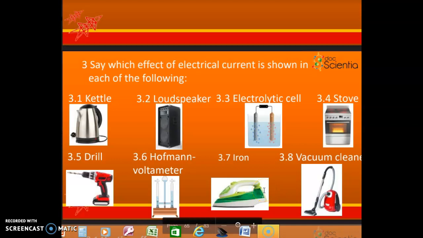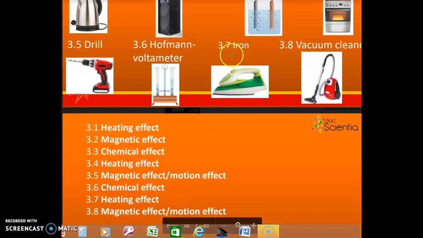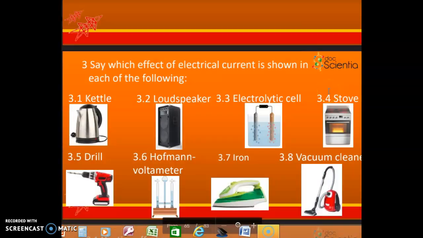Part 2. So let's try this question again. Question number 3. It says, say which effect of electrical current is shown in each of the following: kettle, loudspeaker, electrolytic cell, a stove, a drill, a Hoffman voltameter, an iron, and a vacuum cleaner.